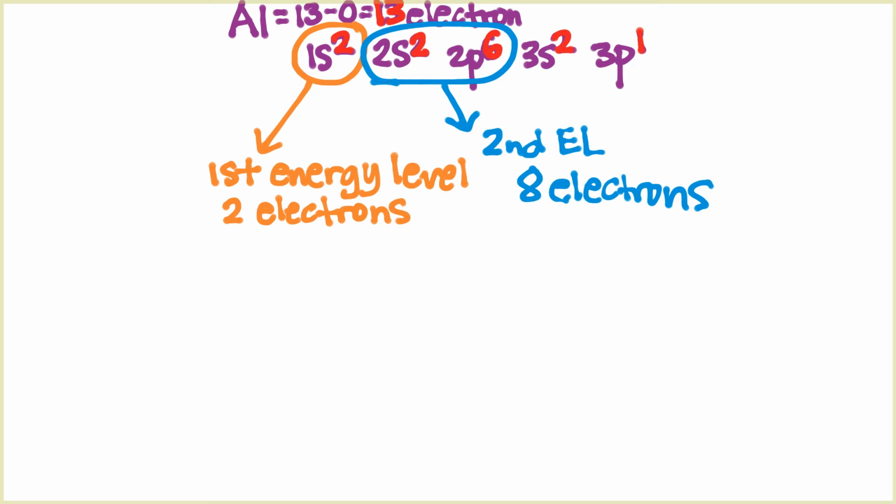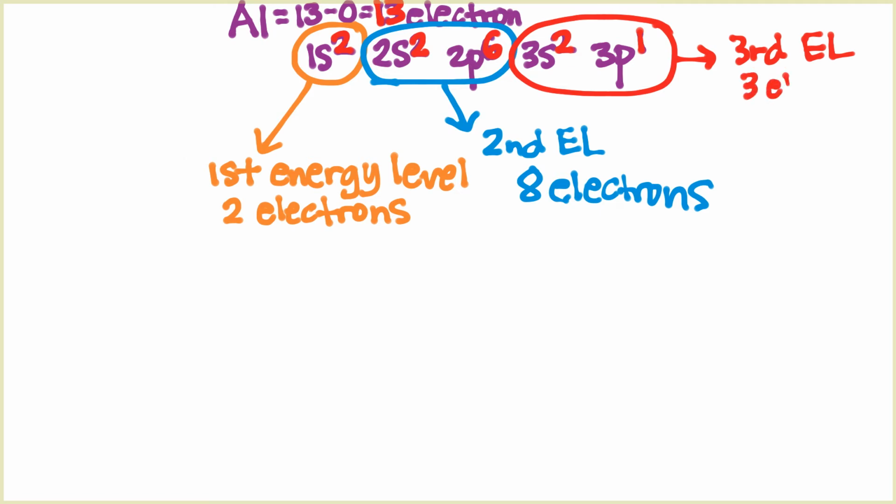Do you see where I'm going now? Look, the next two have the same big number in front, the 3s2 and the 3p1. Therefore, they're both in the third energy level. And same as always, the exponents tell you the number of electrons, so you just add them both up. So you got 3 electrons for the third energy level.